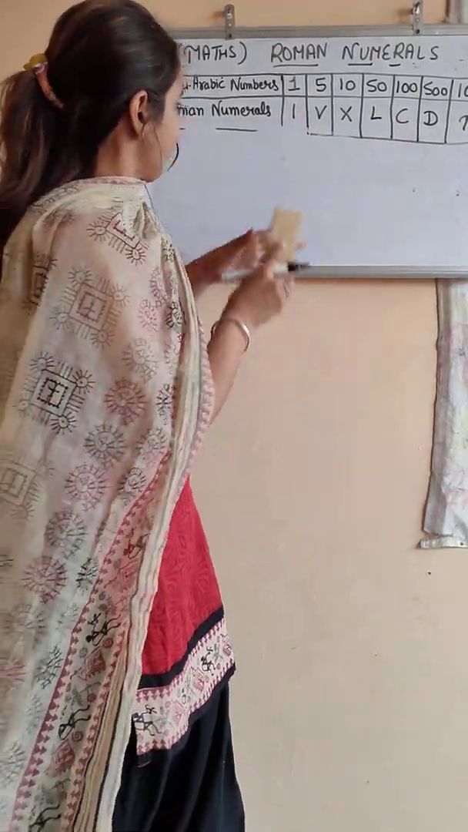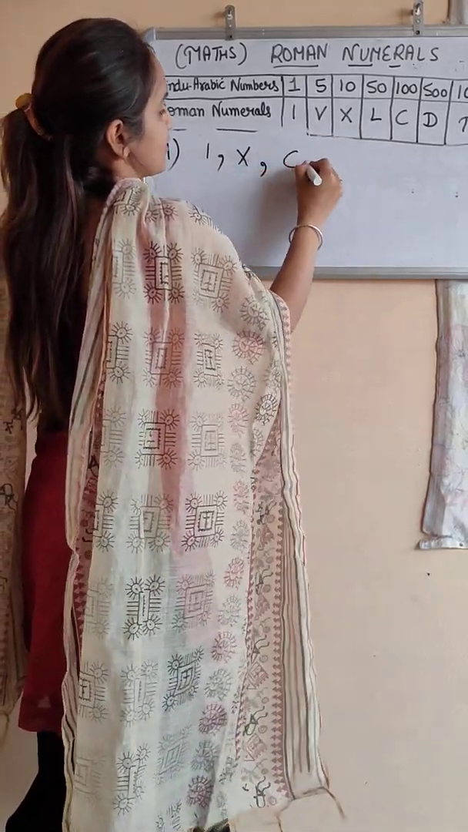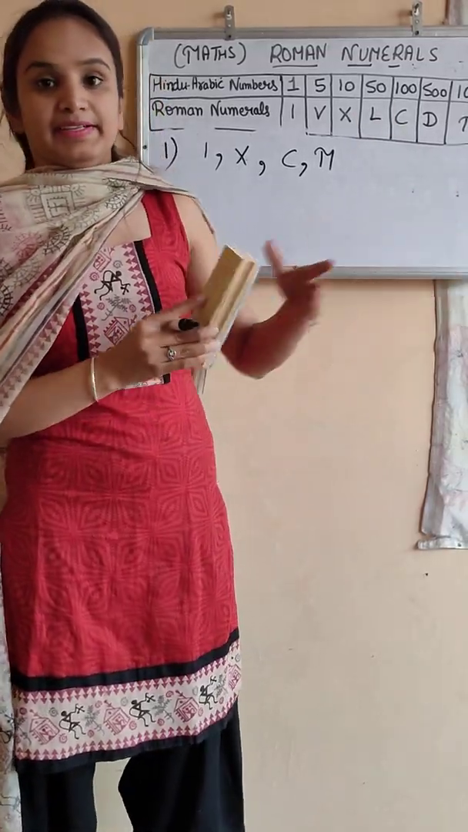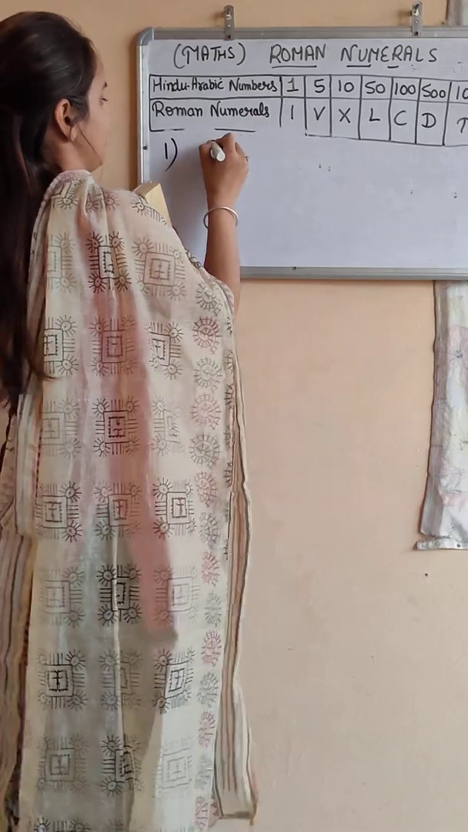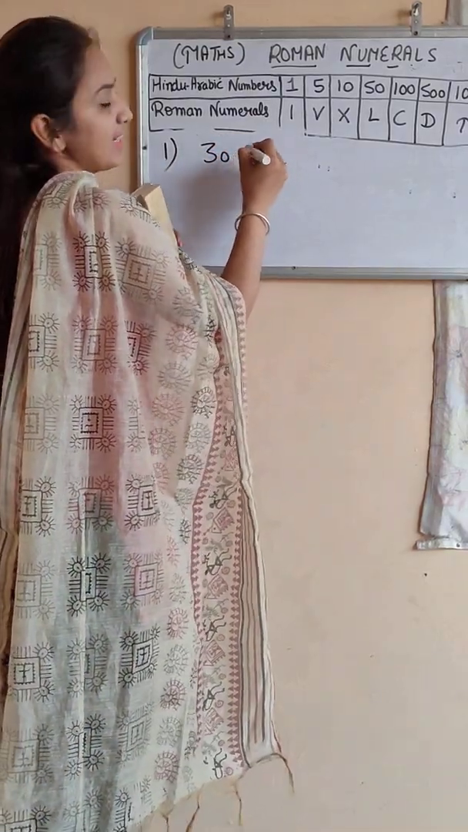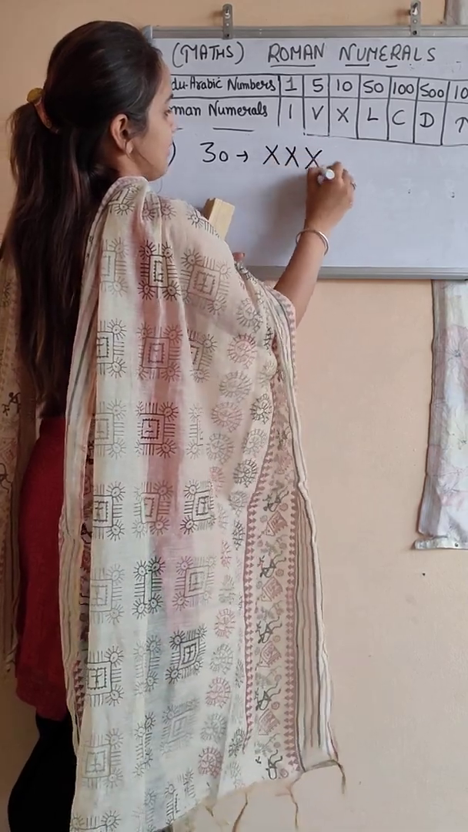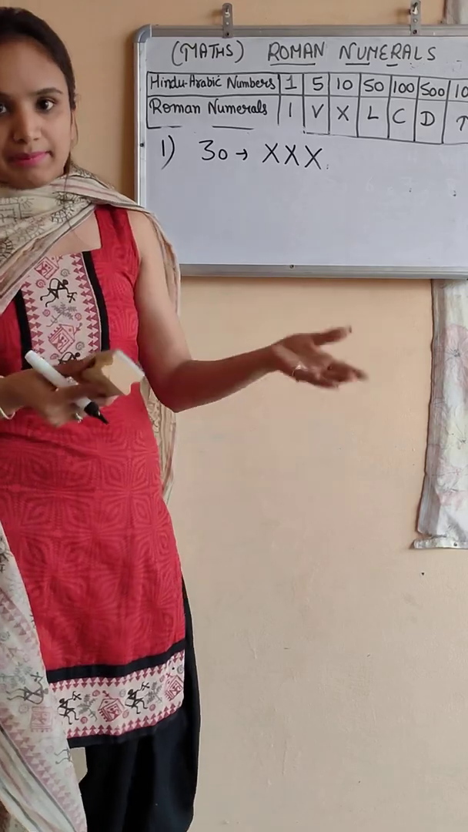And only I, X, C and M symbols can be repeated. Okay. So if we have to write 30, how will we write 30? 10 plus 10 plus 10. So XXX. So this is our rule to write some numbers.